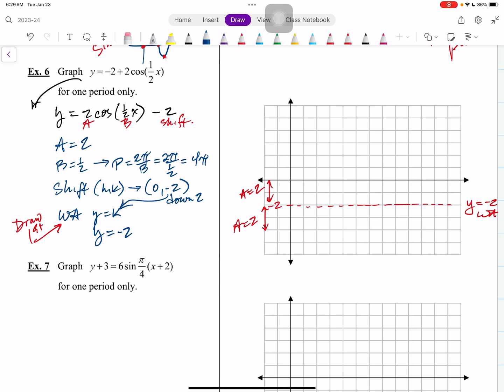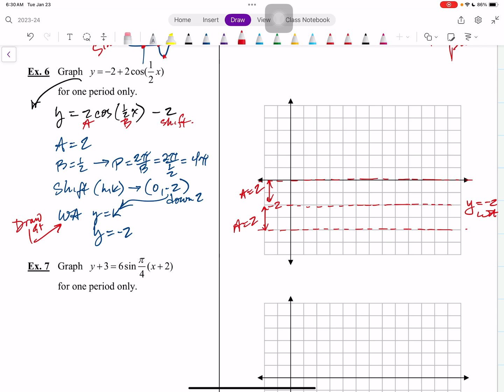And then the wave axis has to oscillate between these lines. So I'm going to draw this as a dotted line again. And it can't go above and below these dotted lines. It's got to oscillate in between there. Okay, so now we get started.